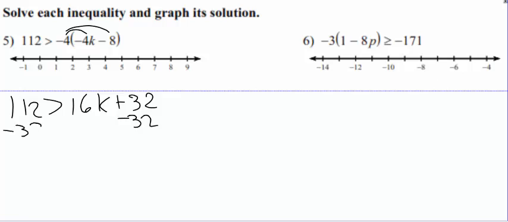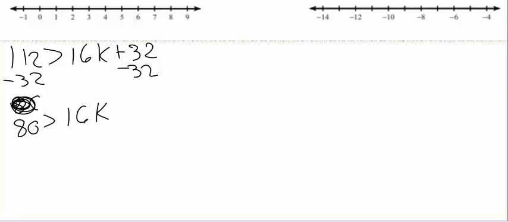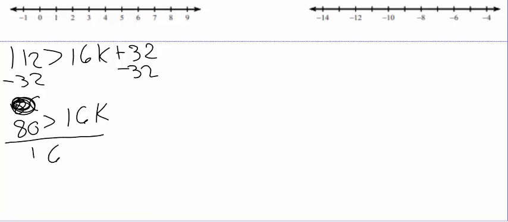Again, I guess I should add a calculator. What's 112 minus 32? Be 80? No, 90, right? No, 80. I'm an idiot. So 80 is greater than 16k. Now we got to divide both sides by 16 to figure out what we got here. That'd be 5, right? So we got 5 is greater than k.